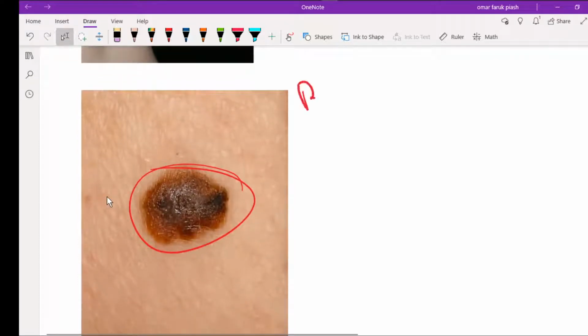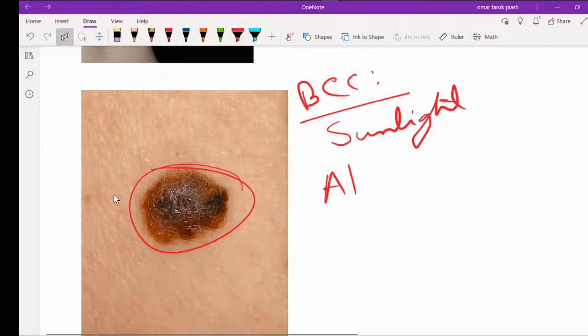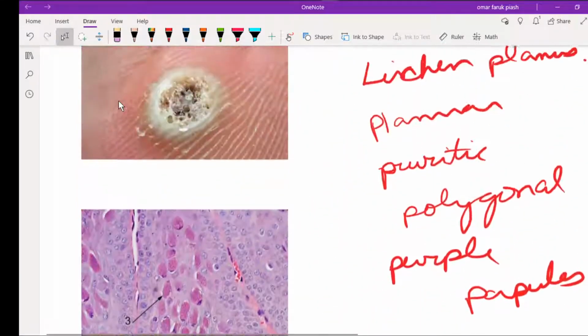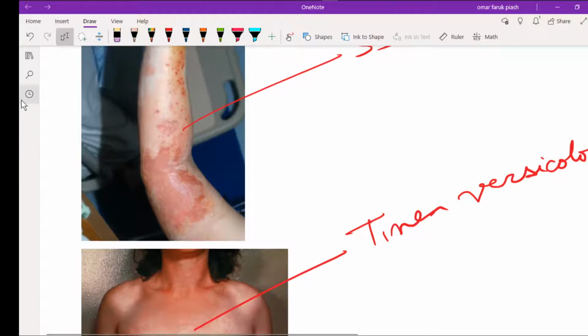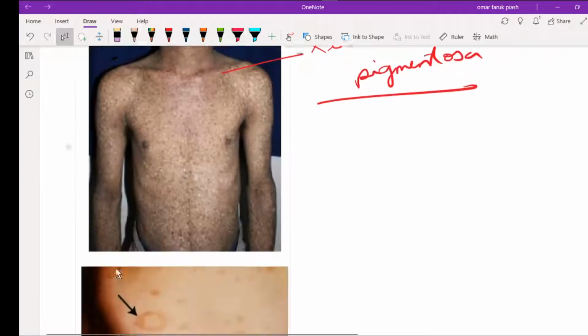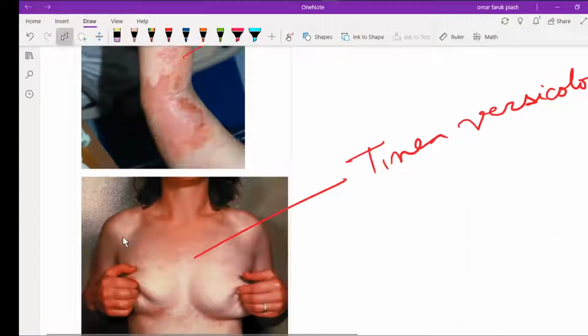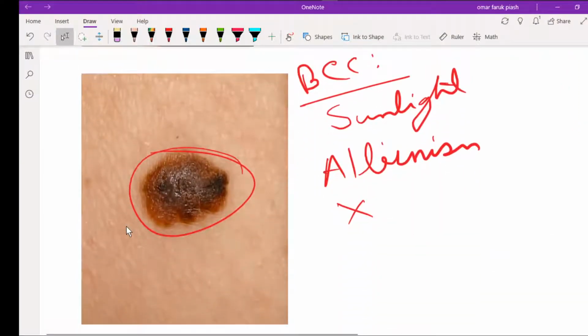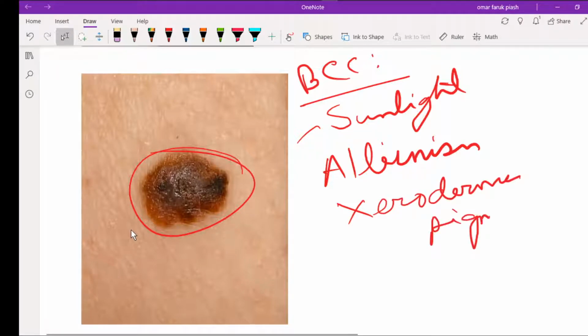If you see basal cell carcinoma, you can easily remember that the associated factors are sunlight, albinism, and xeroderma pigmentosa. These three causes are important: sunlight, albinism, and xeroderma pigmentosa.